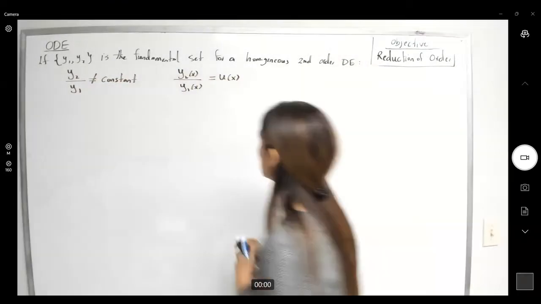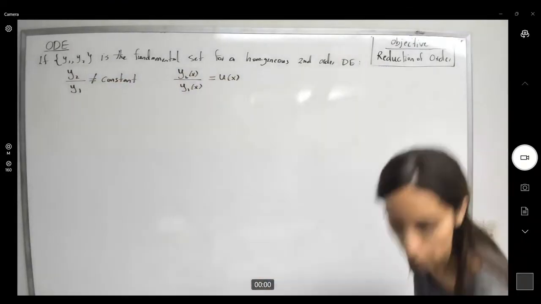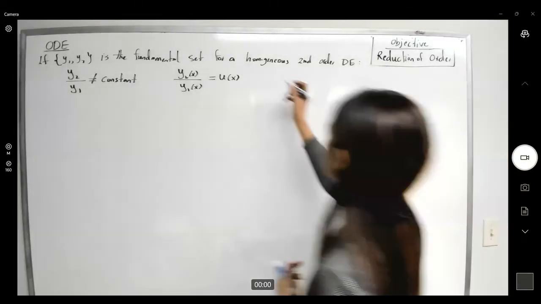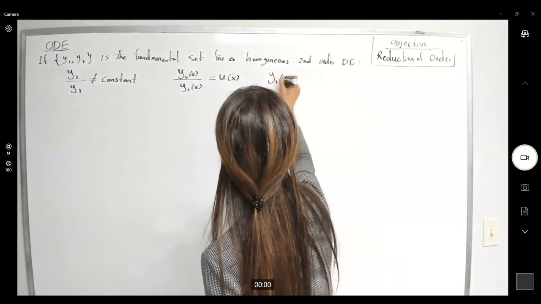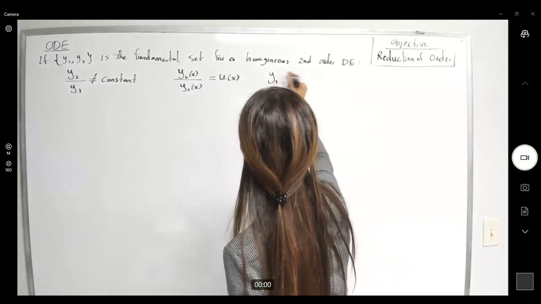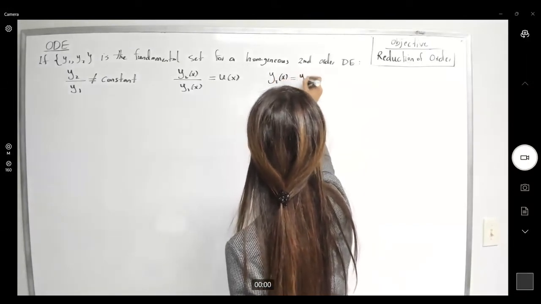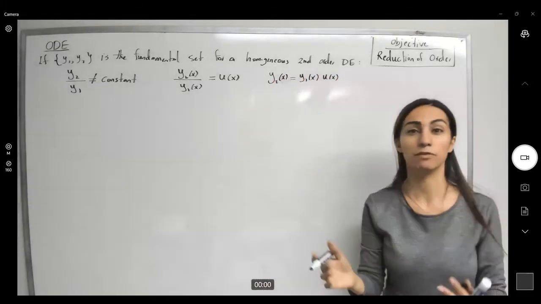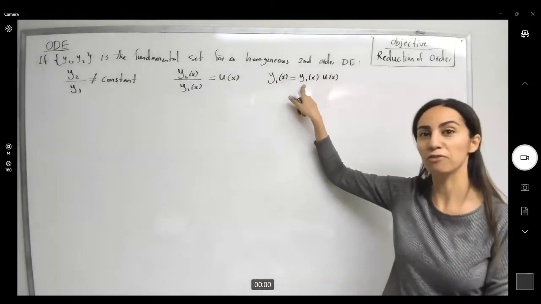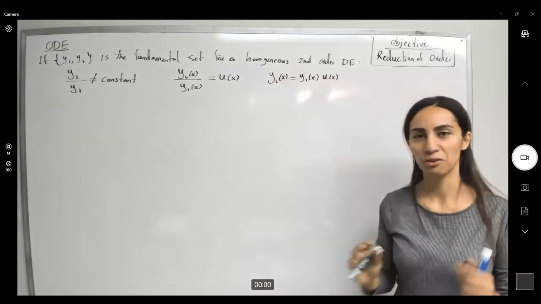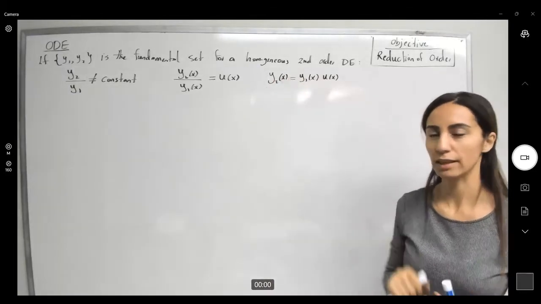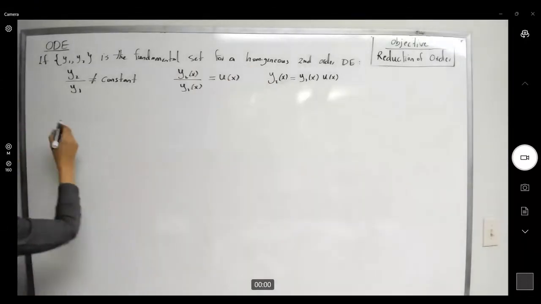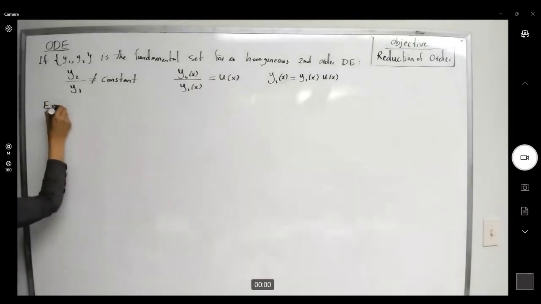So what's the meaning of that? It means that we can write y2 as the multiplication of y1 and u. So what's the meaning of that? It means that if we have y1, then we can easily find y2. Let us take a look at the following example. This method is called the reduction of order. Example.